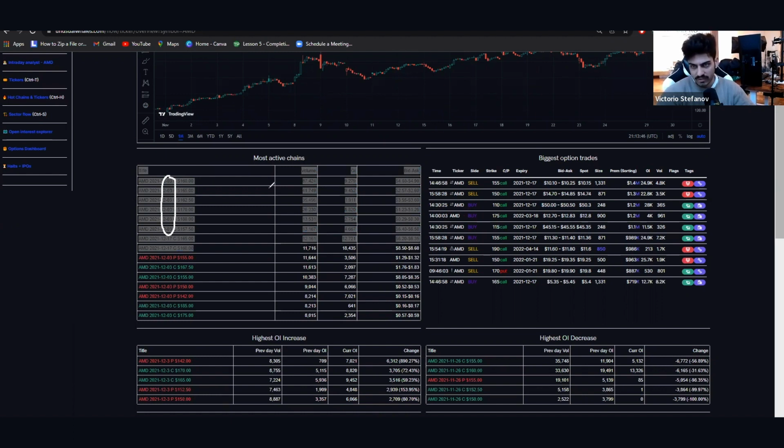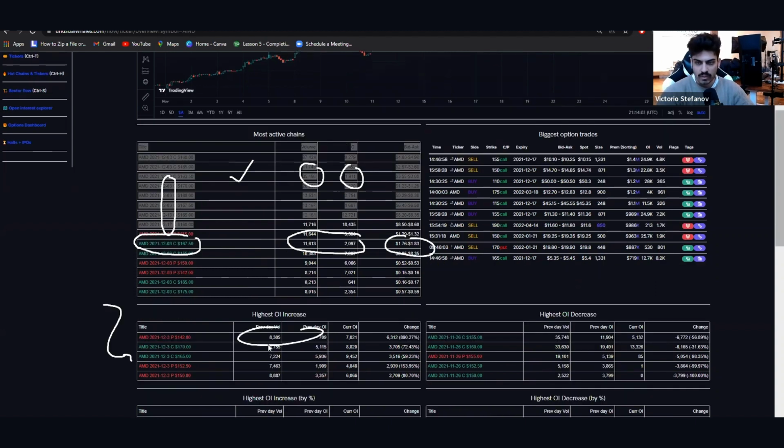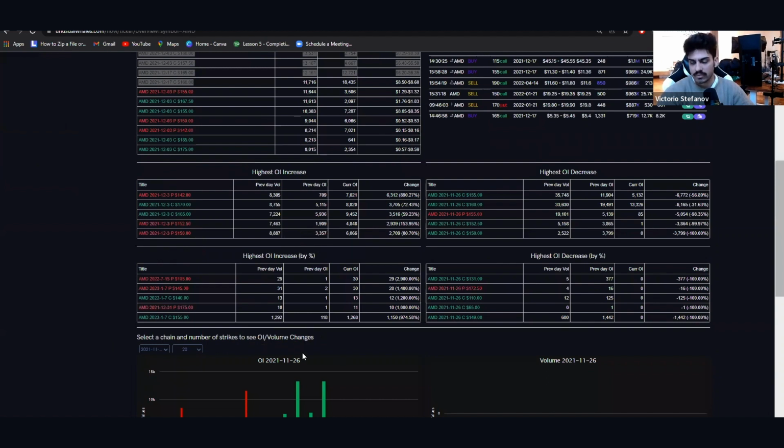Now, I don't want to swing this low, but you can see what the volume is. Super heavy volume, good OI. These are great, right? But you can see right here, 165 and 160s for December 17th, right? They're getting a lot of love too, right? Solid prices. So you also can see what the highest OI increases are and what they are based on a percentage here on this website.